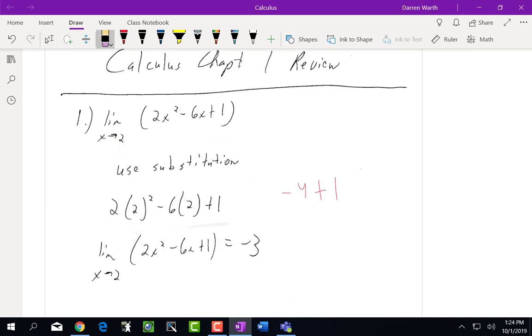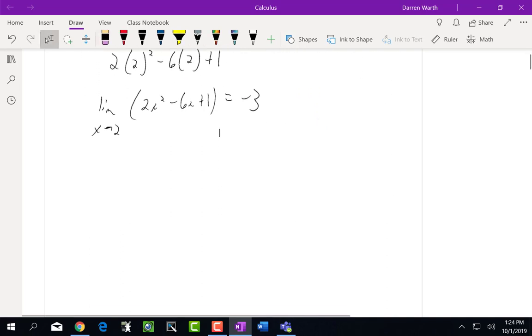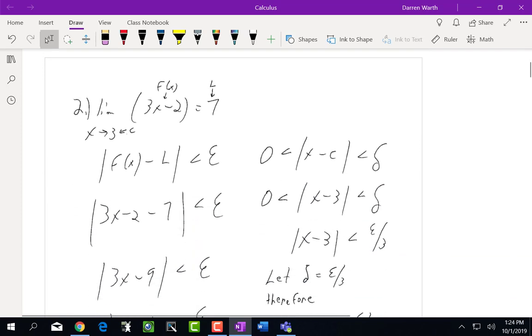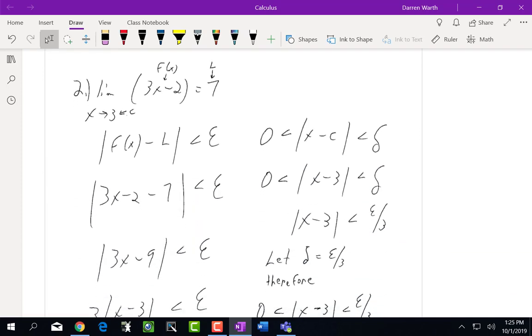On this next problem, on number 2, it wants us to go ahead and say, if the limit as x approaches 3 of 3x minus 2 equals 7, go ahead and use the epsilon delta definition to prove the limit.